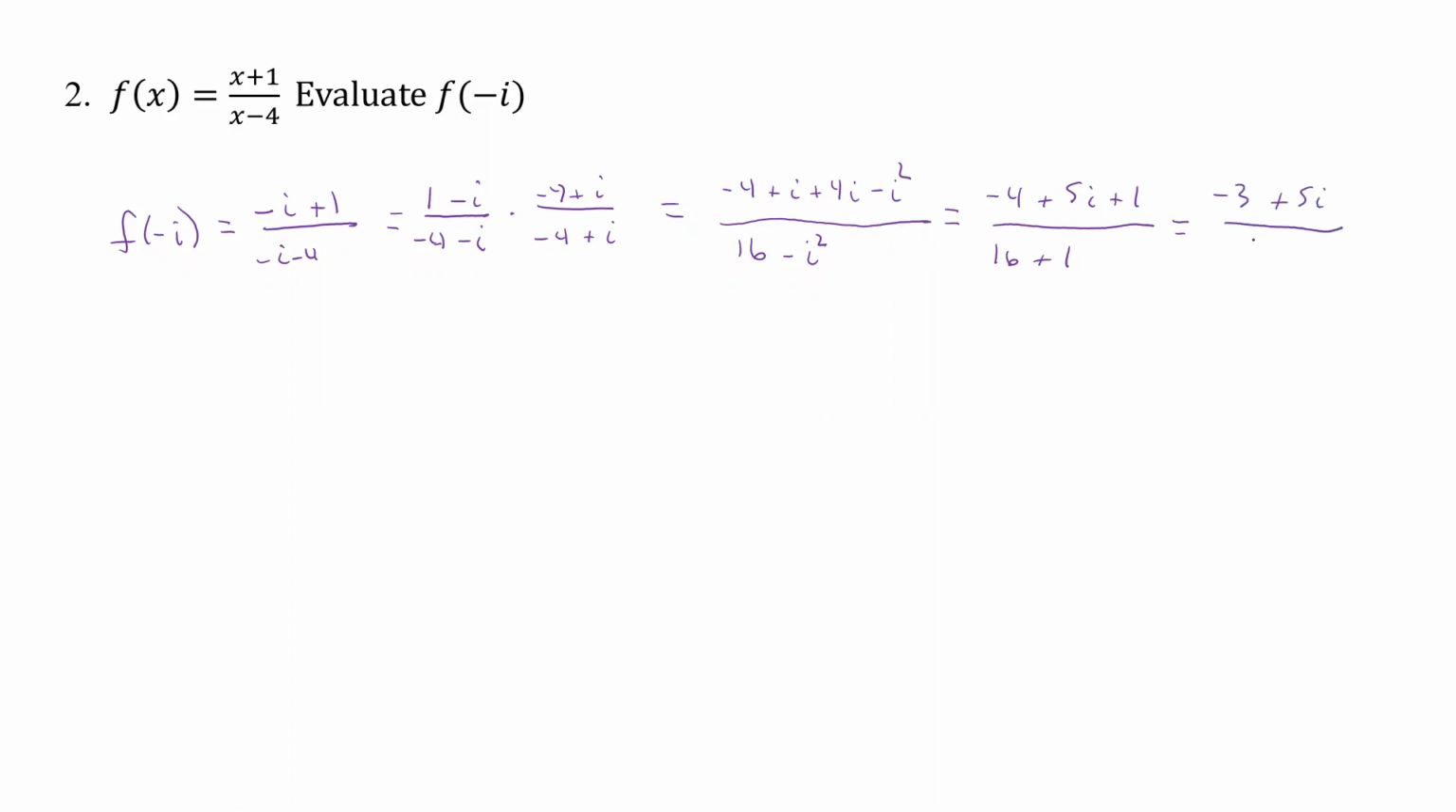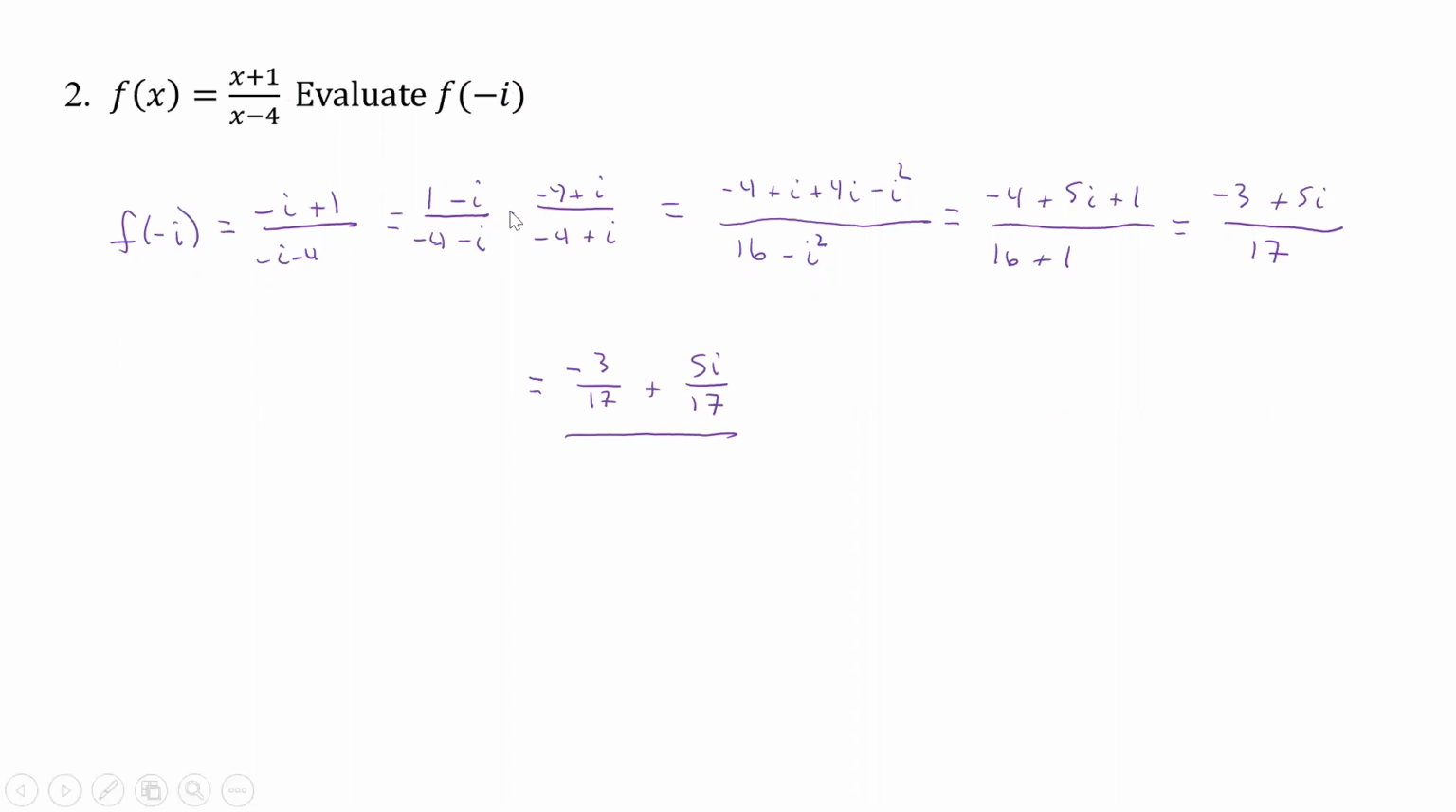all over 17. Okay. Now we just need to get that into the regular format for a plus bi. So that will equal minus 3 over 17 plus 5i over 17. And then that would be our complex number in standard form, evaluating this function at f of negative i.